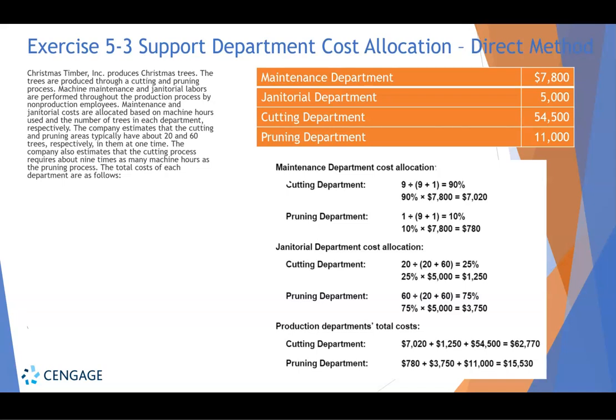After that, the cutting department will have maintenance costs of $7,020, janitorial costs of $1,250, plus its own costs of $54,500, for a total cost now of $62,770. The pruning department will have maintenance costs of $780, janitorial costs of $37.50, and its own costs of $11,000 to come up with a total of $15,530.